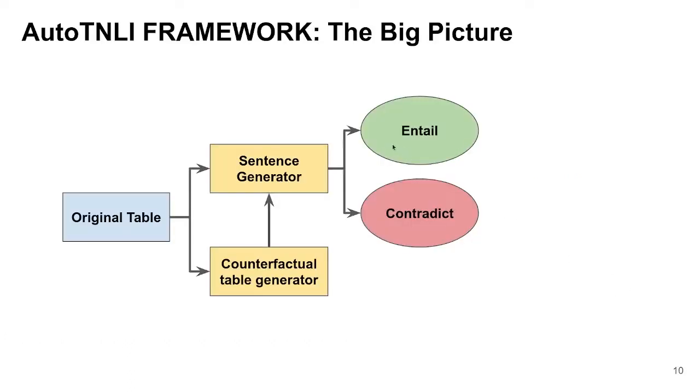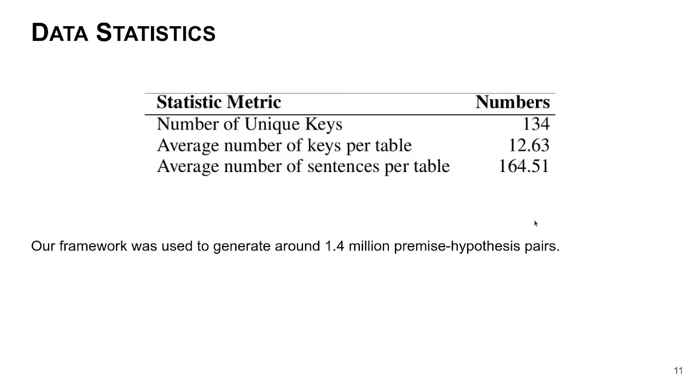So at the end of the whole framework, from the original table we get the counterfactual table from the counterfactual table generator, and that goes into the sentence generator, which gives us the entailed and contradictory sentences. Now using this framework we obtained around 164 sentences per table, and overall it came to around 1.4 million premise hypothesis pairs.